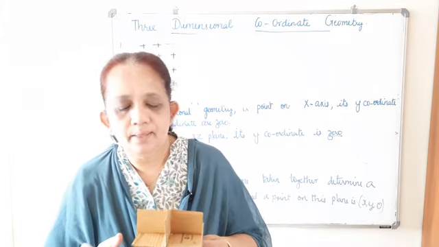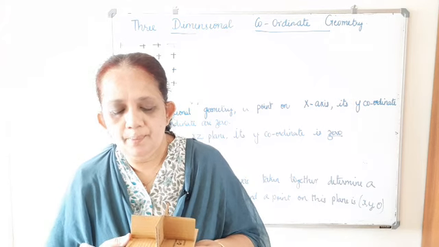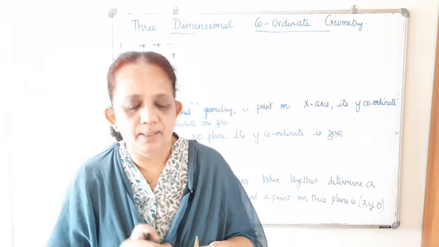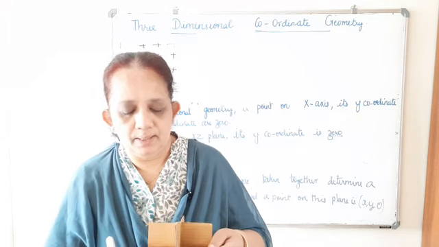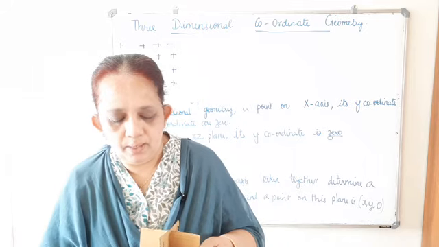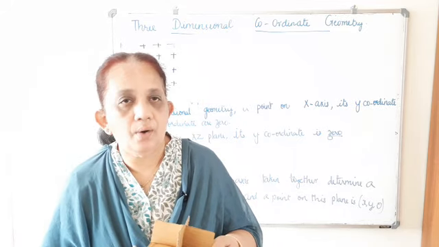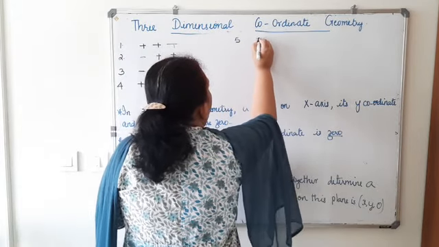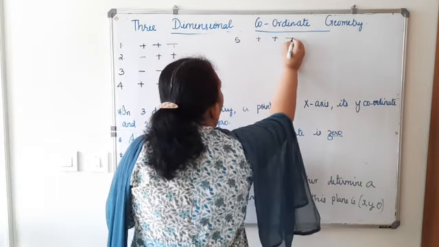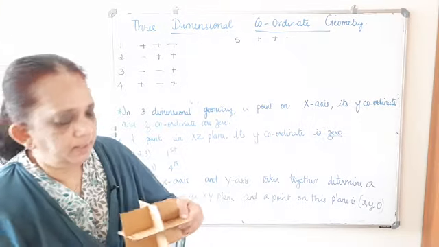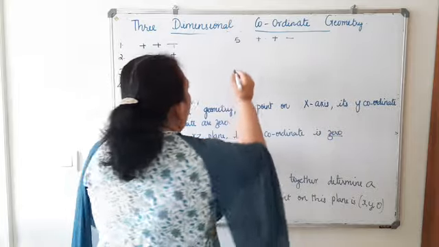Now, when you come to the fifth octant, what about the fifth octant? In the fifth octant, x coordinate is positive, y coordinate is positive and z coordinate is negative, because it is downwards.